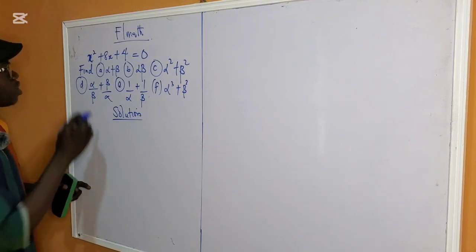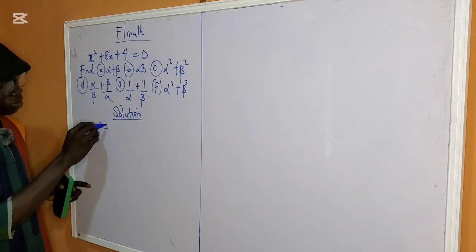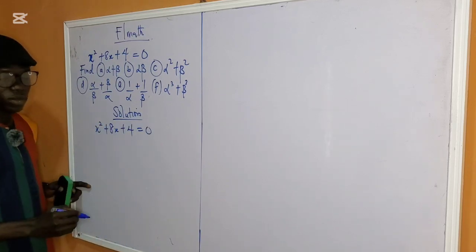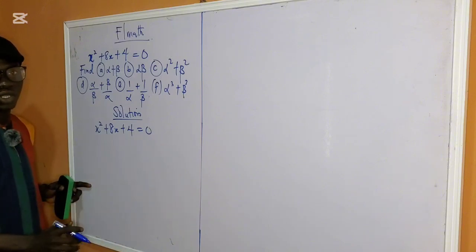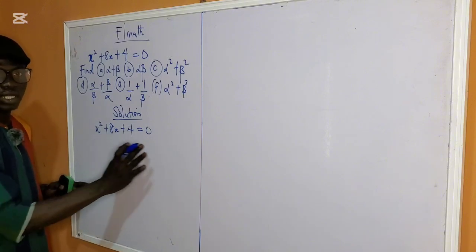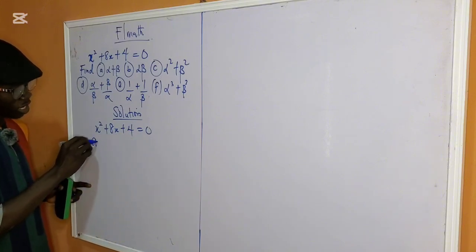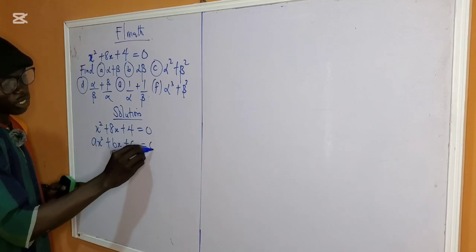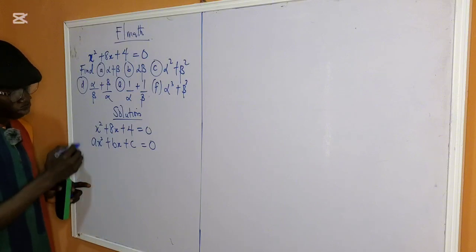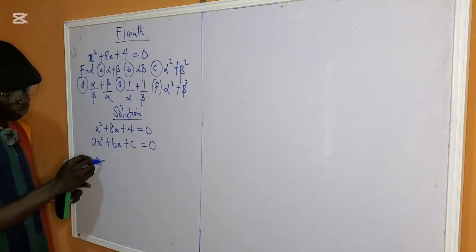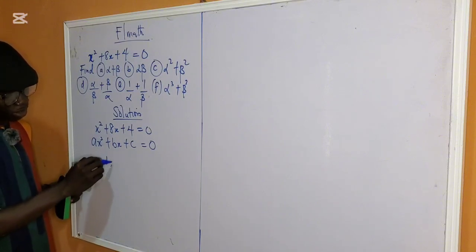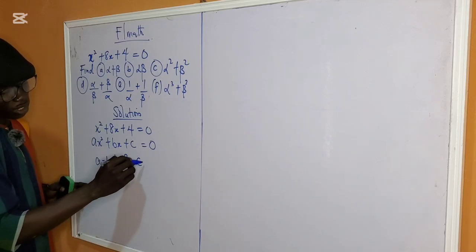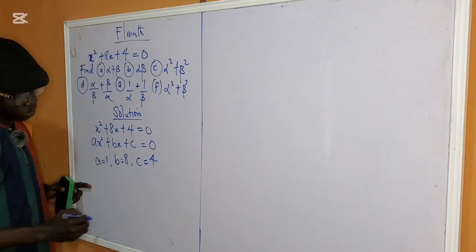The solution to this is we have x squared plus 8x plus 4 equals 0. This is the given quadratic equation. Now we need to compare this with our general quadratic equation, which is ax squared plus bx plus c equals 0. So what will be our a? a equals the coefficient of x squared, which is 1. b is the coefficient of x, which is 8. And c is the constant term, which is 4.